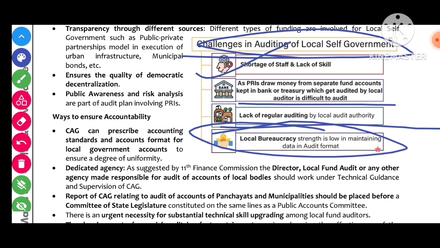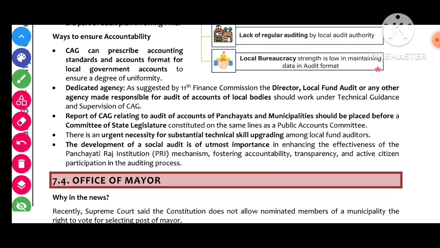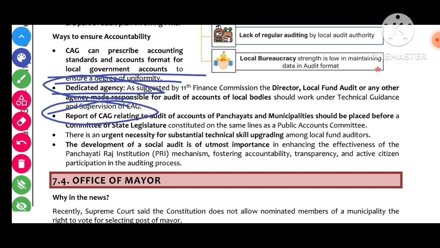Okay, and ways to ensure accountability, such as CAG can prescribe accounting standards and accounts formats for local government accounts to ensure a degree of uniformity, and a dedicated agency. The report by CAG relating to audit of accounts of panchayats and municipalities should be placed before a committee of the state legislature. So you can remember this.